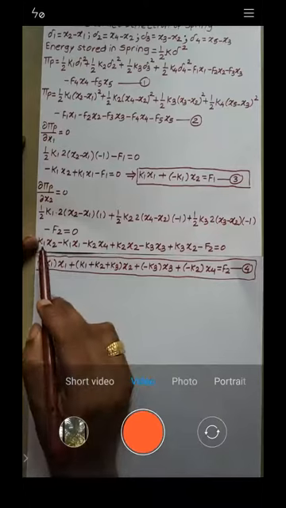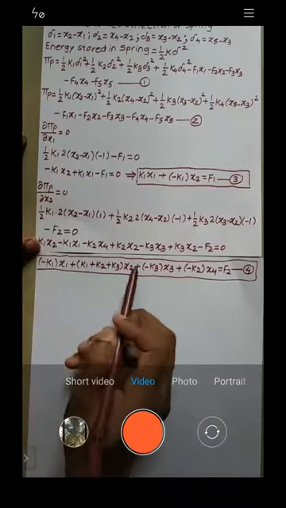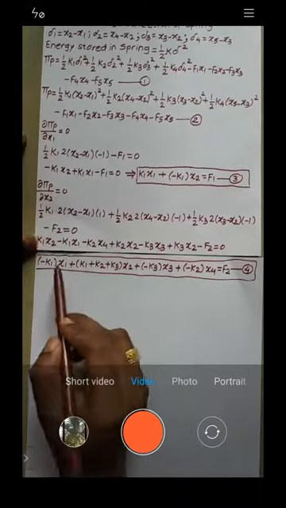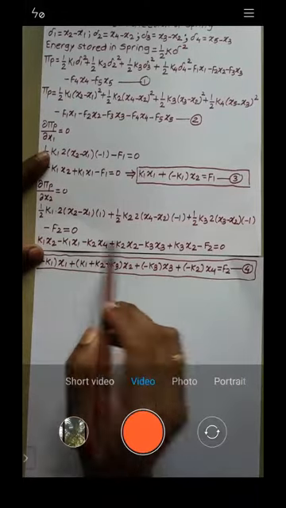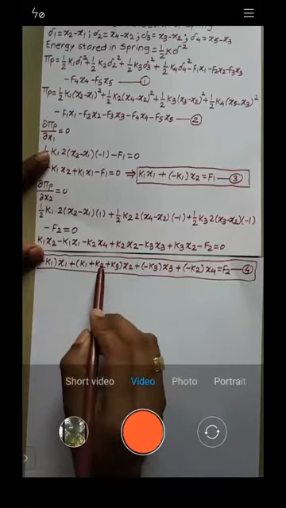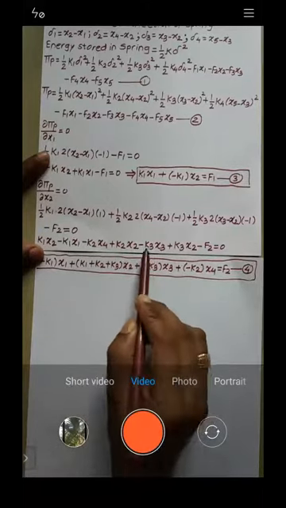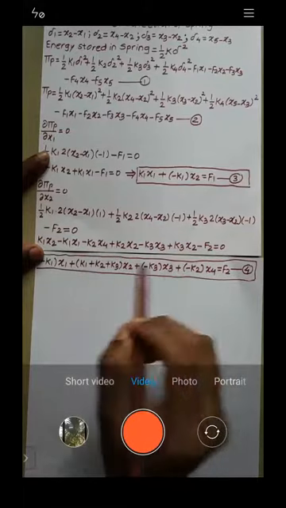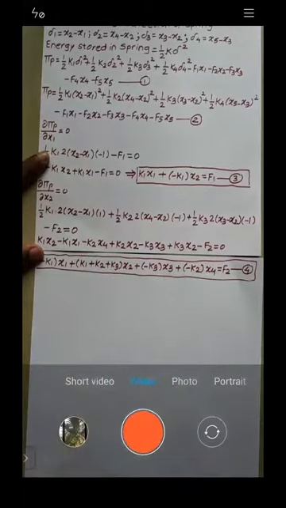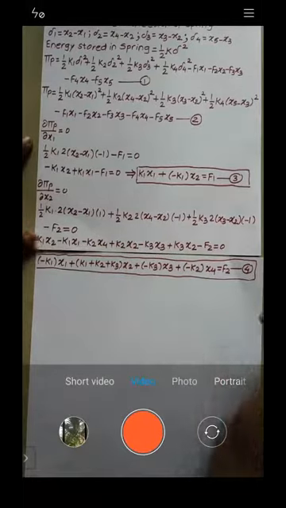See, k1 x2 you will get, minus k1 x1 you will get, minus k2 x4, plus k2 x2, minus k3 x3 plus k3 x2, right? And minus F2, when you shift it to the right hand side, this becomes plus.